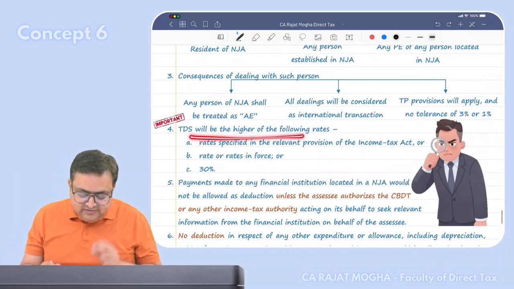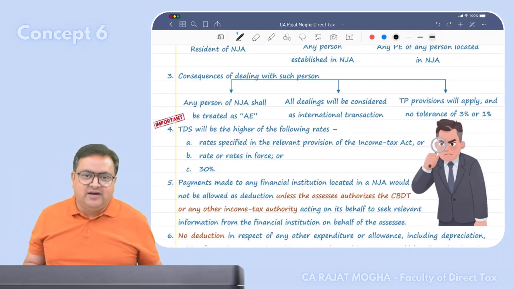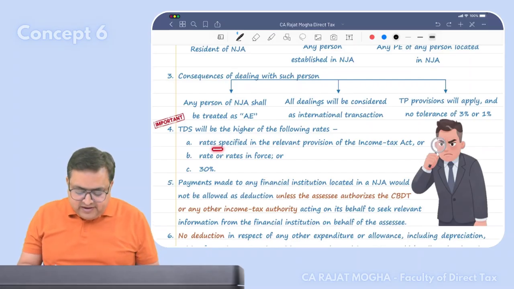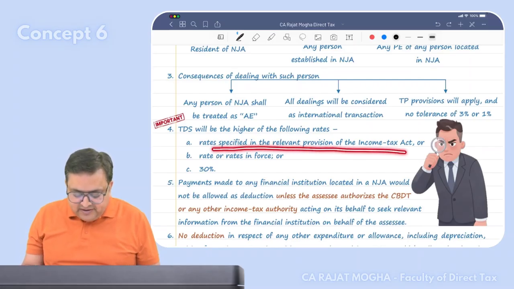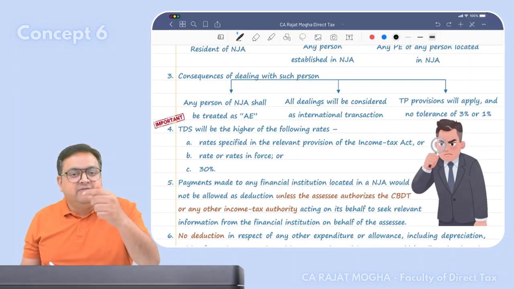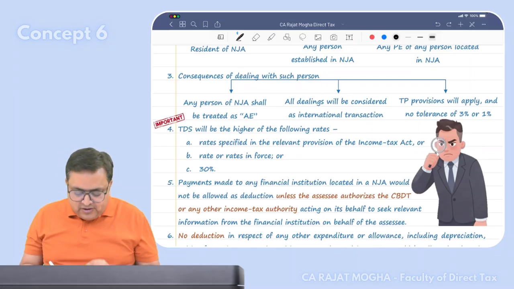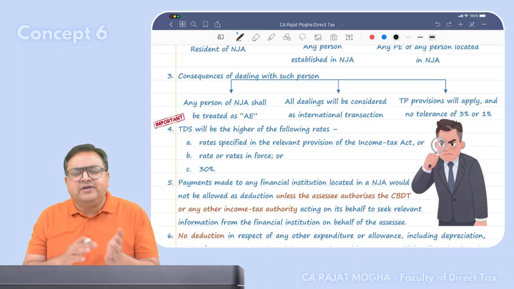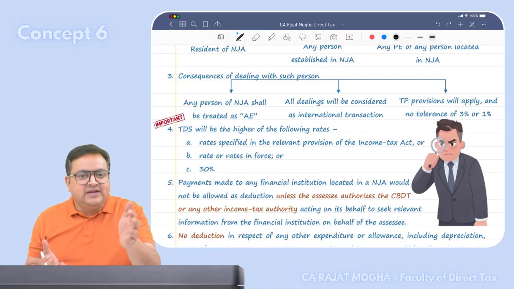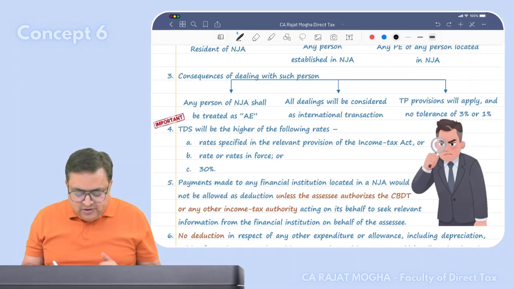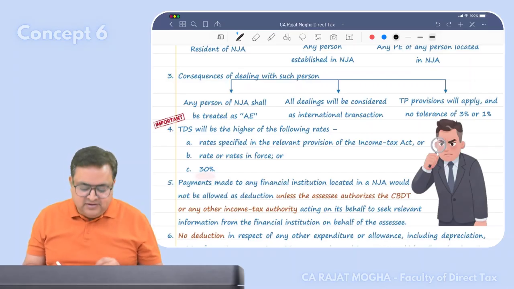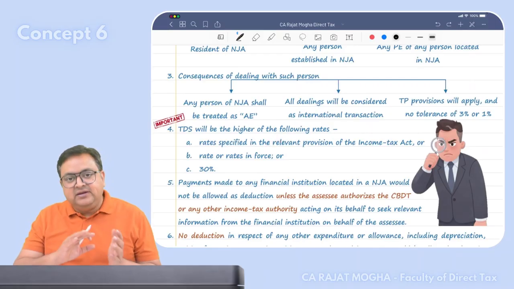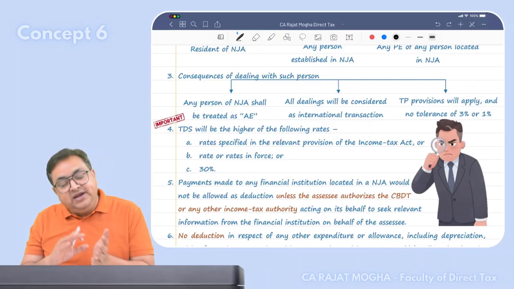The TDS rate, this is very important, guys. This is what the examiner will ask you. The TDS rate will be the higher of the following: the rate specified in the relevant provision of the Income Tax Act, or the rate in force. For example, if you are a foreign company, 35%. Or if you are an individual, then it could be the slab rate, which can go as high as 30%. Whichever is higher. This is the TDS rate, right? I'm not saying that the tax rate will become 30%. No, the TDS rate will become 30%.